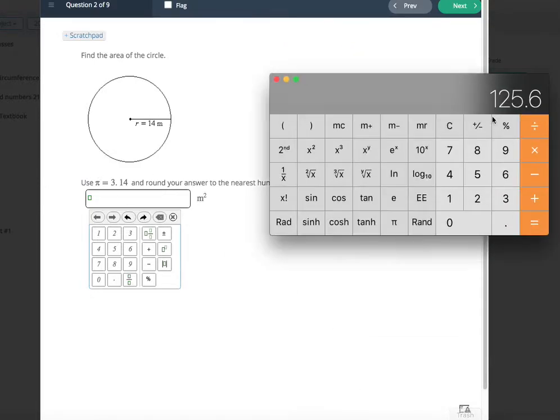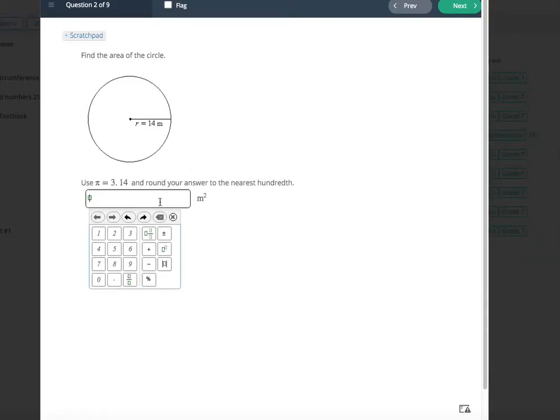So that's going to be 3.14 times 196 equals 615.44 meters squared.